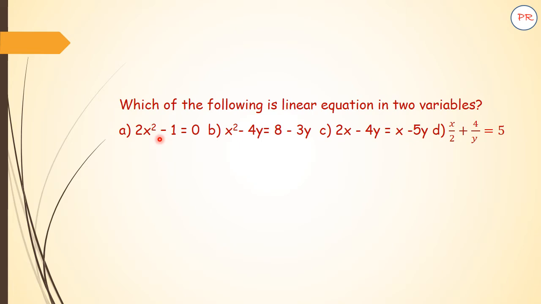Now out of this, in A, you can see the index of x is 2, so that will be ruled out. Here also it is x square, so it cannot be included. Whereas over here y is in the denominator, so D is also not the correct answer. The only answer over here is C.